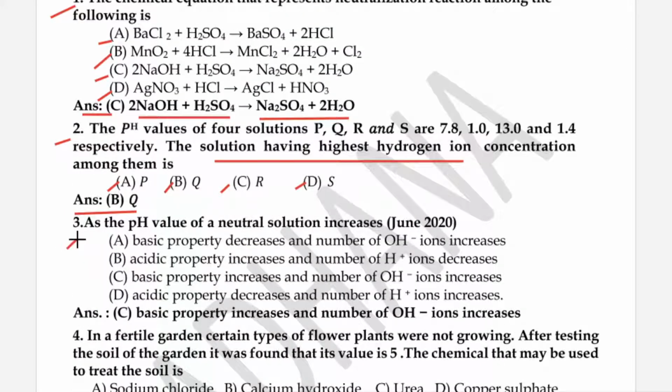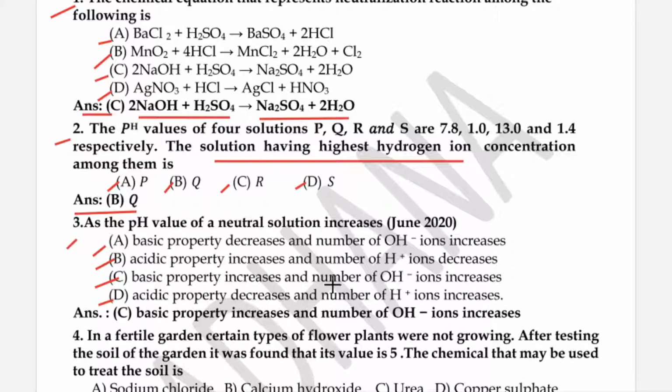Next one. As the pH value of a neutral solution increases, the options are option A, basic property decreases and number of OH minus ions increases. Option B, acidic property increases and number of H plus ions decreases. Option C, basic property increases and the number of OH minus ions increases. And the option D is acidic property decreases and the number of H plus ions increases.